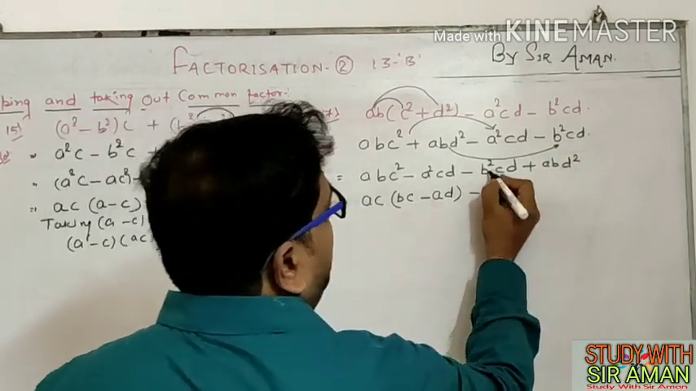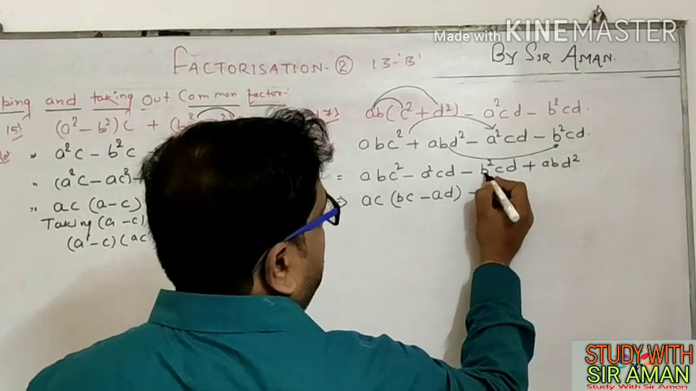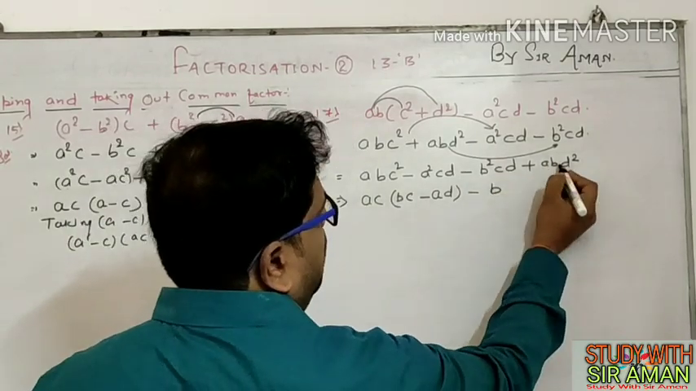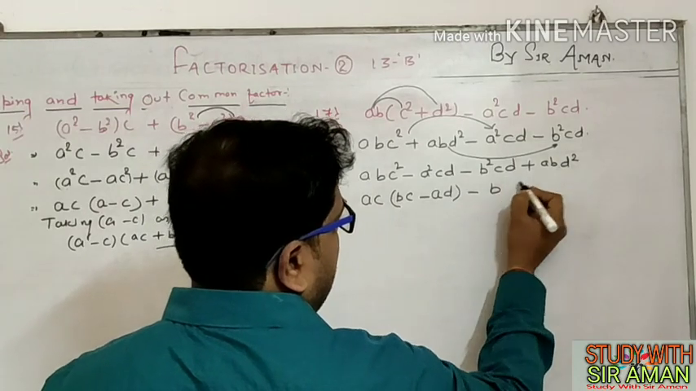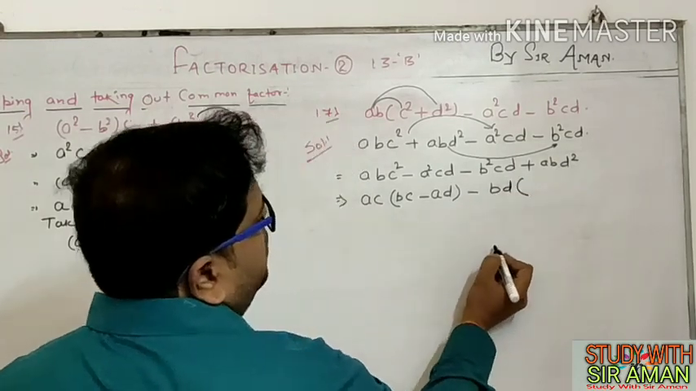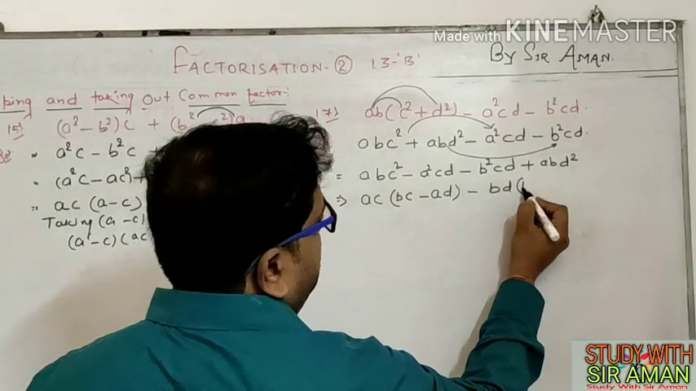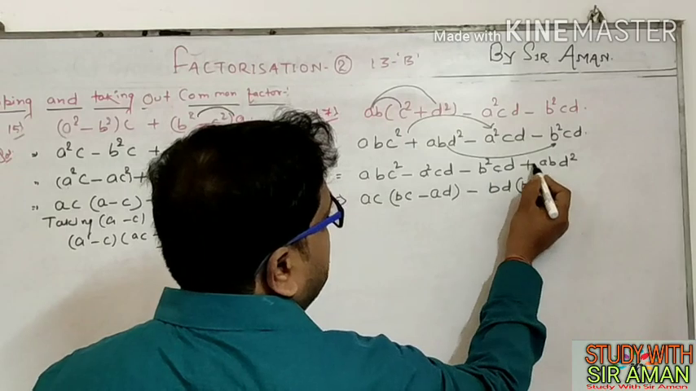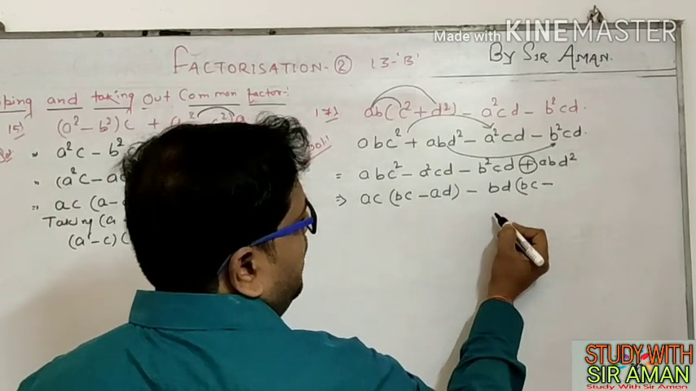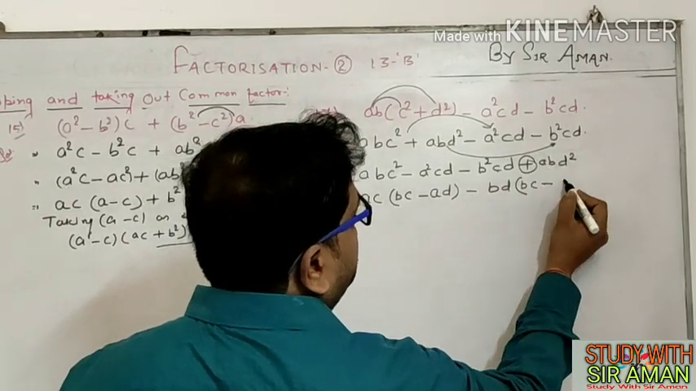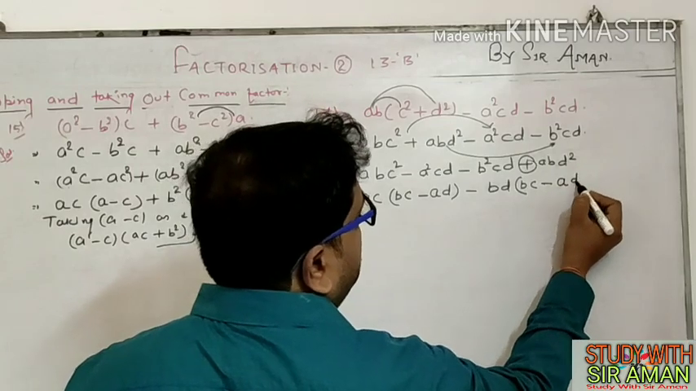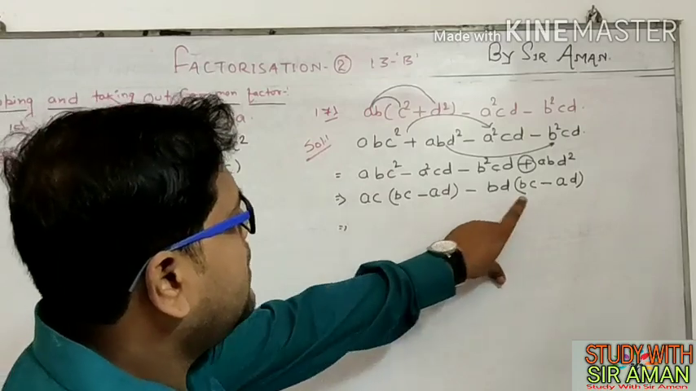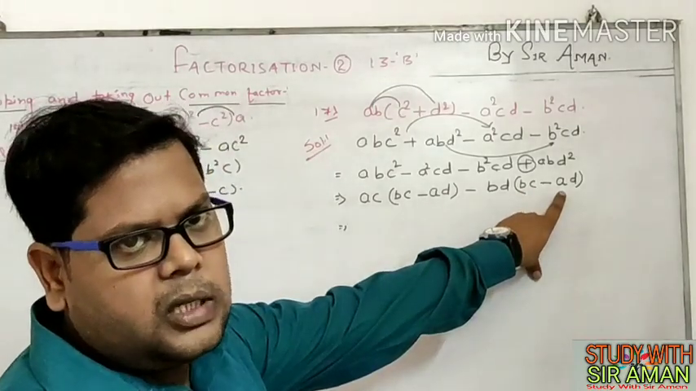Minus. Now check in these two terms. Here is b, here is b, so b will always be common. Here is c, not c, it is not common. But here is d, here is d. d is common. Now check what is left here. One b, one c, minus, minus, plus. Remember it, okay? a and here d. Now check: bc − ad, bc − ad. It means factorization is correct.